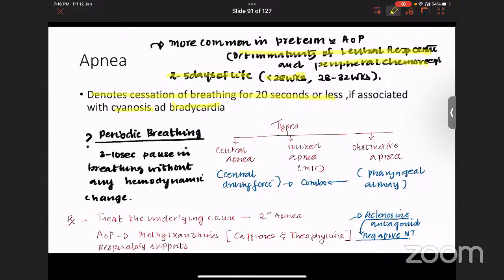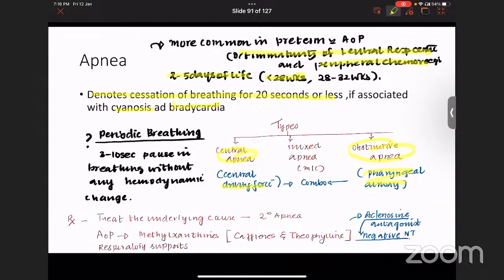If both are associated, then even less than 20 seconds we can consider it apnea. So what are the causes of apnea? Central apnea, because the central driving force is absent. Obstructive apnea, because the tone of the pharyngeal muscles is less, hypotonia. Then the child will have pharyngeal airway hypotonia, which collapses during breathing. As a result, the child will go into apnea.